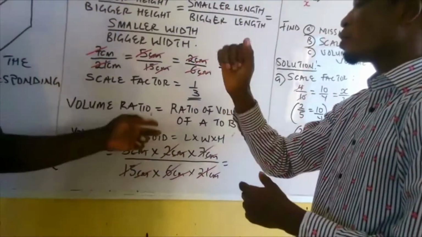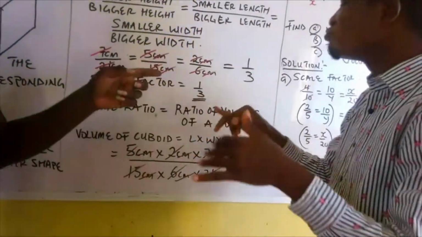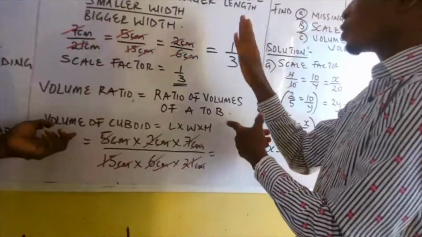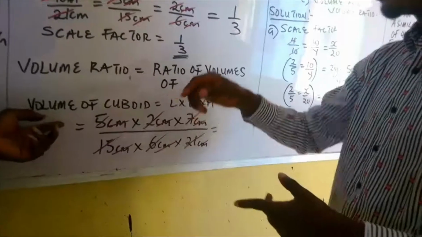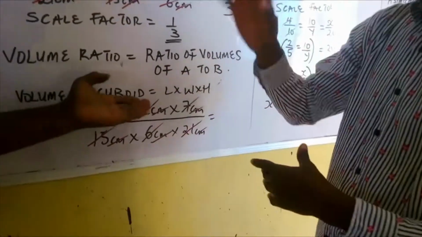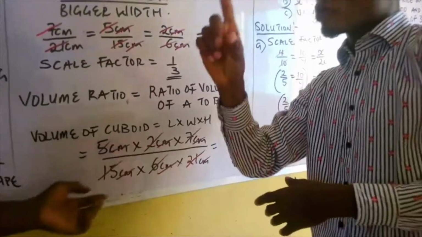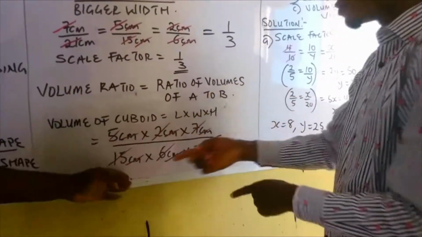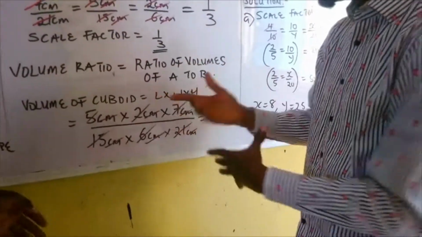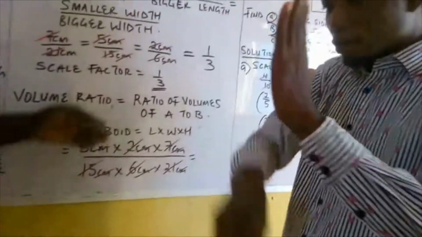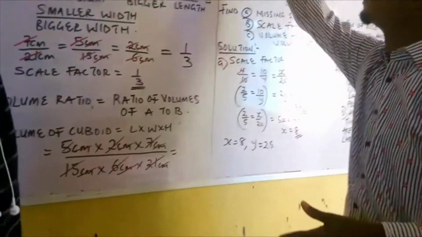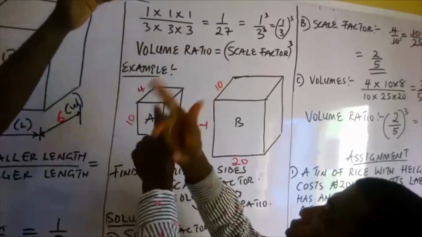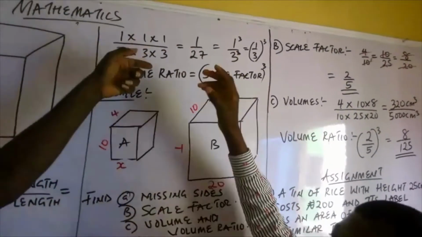Now, volume ratio. Volume ratio is the ratio of the volumes of A to B. You know that the volume of a cuboid is length times width times height: 5 centimeters times 2 centimeters times 7, over 15 times 6 times 21. If you reduce this to the lowest terms, we have 1 times 1 times 1 over 3 times 3 times 3, which gives us 1 over 27.